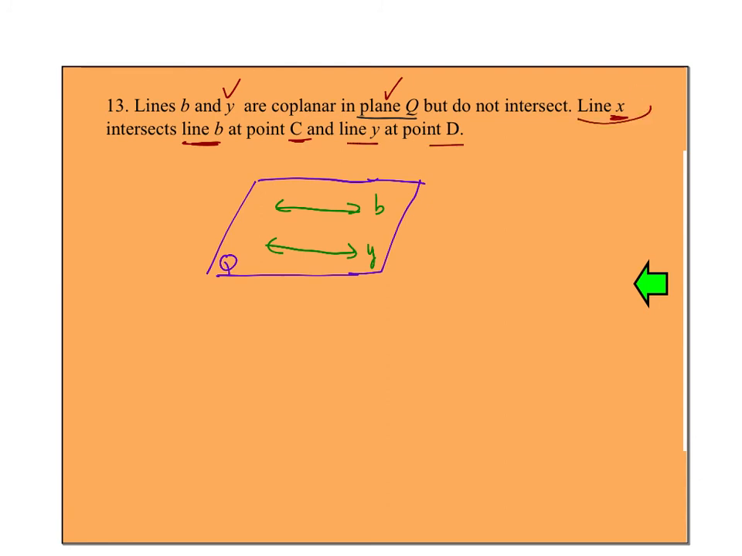Now, line X intersects line B at point C and line Y at point D. So line X, this thing here, is going to cut into both of them. It's going to intersect with both of these lines at specific points. If I have line X, it looks something like that. I'm going to call that C. I'm going to call that D. So let's make sure I got it. Lines B and Y are coplanar in plane Q. They do not intersect. Line X intersects line B at point C. We've got that. Line Y at point D. We've got that. Okay, so we're done.